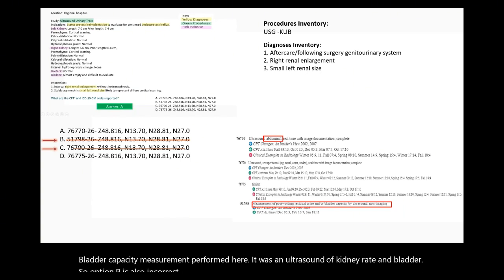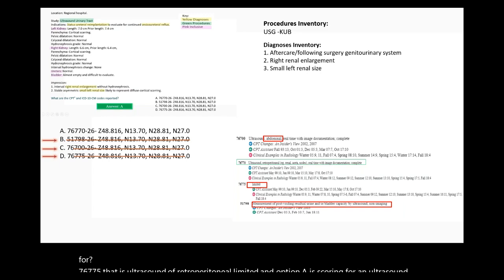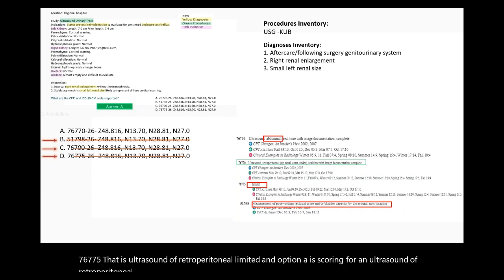Now between option A and option D, how would you select the correct answer? Option D is coding for 76775, that is ultrasound of retroperitoneal limited, and option A is coding for an ultrasound of retroperitoneal complete. So which one is correct?